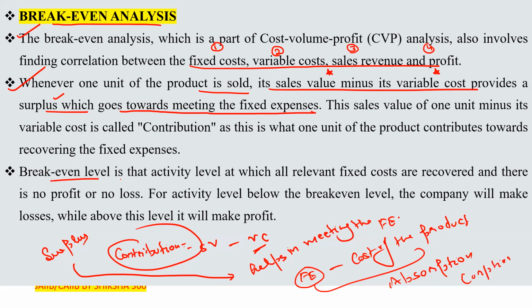Break-even level is that activity level at which all relevant fixed costs are recovered and there is no profit and no loss. Just remember that at the break-even point there is no profit and no loss. For an activity level below the break-even level, the company will make losses, while above this level it will make a profit. Kindly remember both these points.